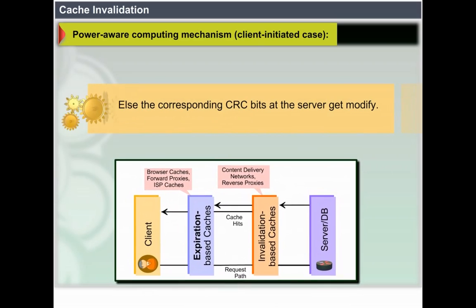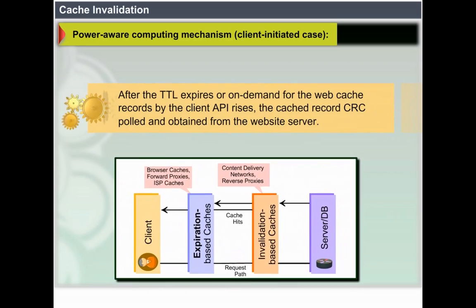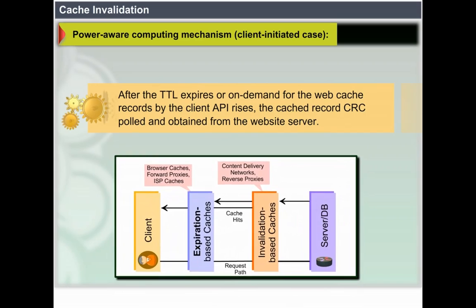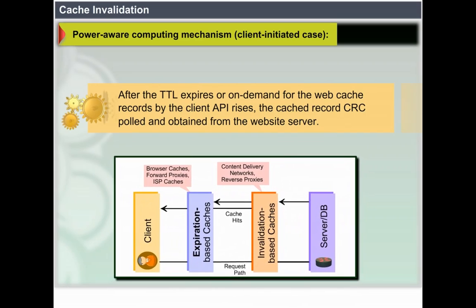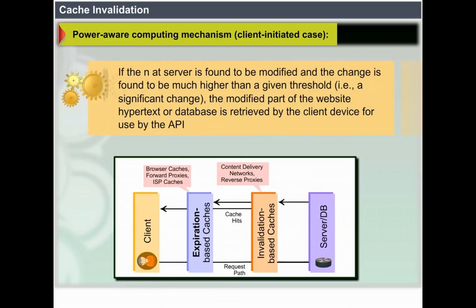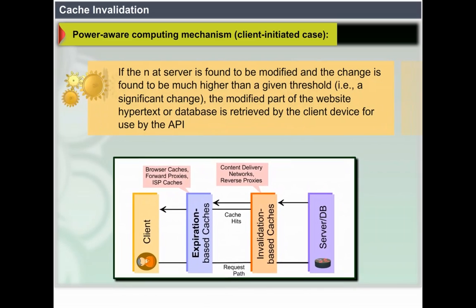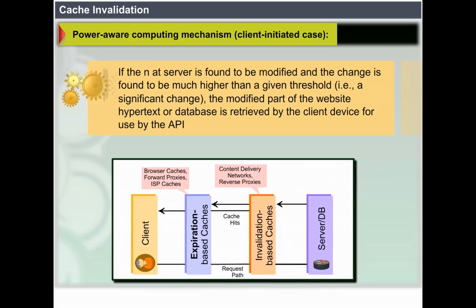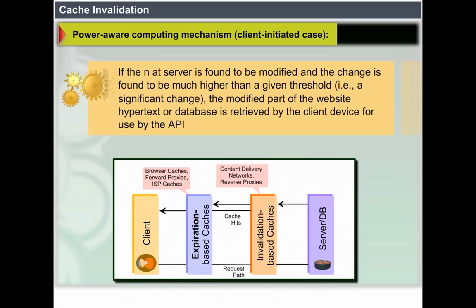Else, the corresponding CRC bits at the server are modified. After the TTL expires or on demand for the web cache records by the client API, the cached record CRC is pulled and obtained from the website server. If the CRC at the server is found to be modified and the change is much higher than a given threshold, that is, a significant change, then the modified part of the website hypertext or database is retrieved by the client device for use by the API.